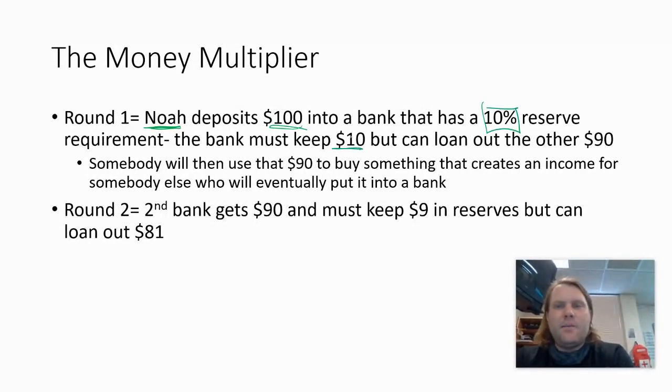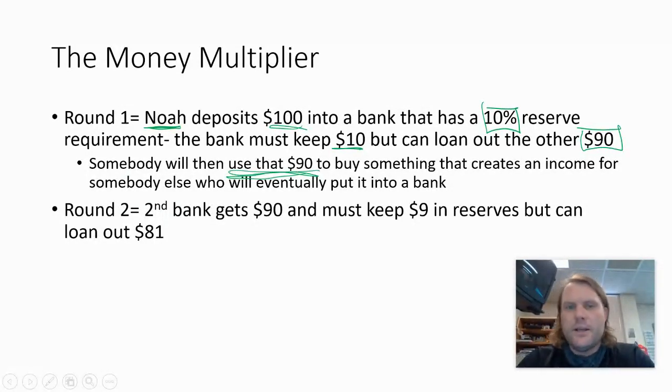The bank has to keep $10, but can loan out $90 to other people. Okay, so remember, this is money that Noah puts into a savings account that he's not going to spend, right? And so what is the bank going to do? Well, they can loan this out to new people. All right, so round two, the second bank, they loan this money out. They're going to use that $90 to buy something, whatever that is.